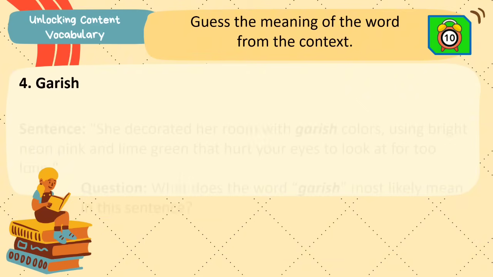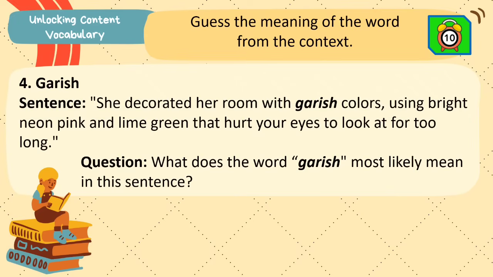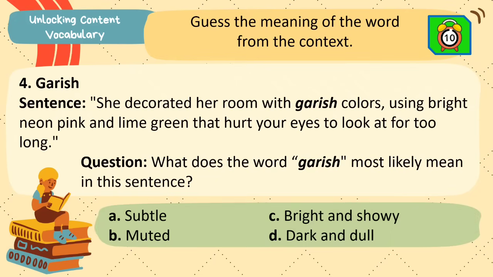Number 4, garish. She decorated her room with garish colors, using bright neon pink and lime green that would hurt your eyes when you look at it for too long. Question: what does the word garish most likely mean in this sentence? Garish is bright and showy.